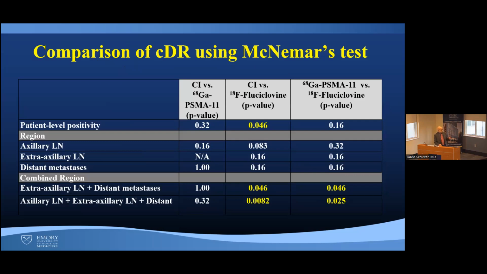And many of these were statistically significant. So when we look at conventional imaging versus fluciclovine, that was significant at the patient level. At the individual region level, the numbers were just really too few, I think, for any significance. But when we combined regions, we could see that not only was fluciclovine better than conventional imaging at the combined region levels of various types, but also fluciclovine was better than gallium PSMA for detecting regional level metastasis.